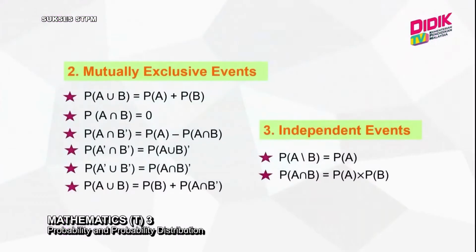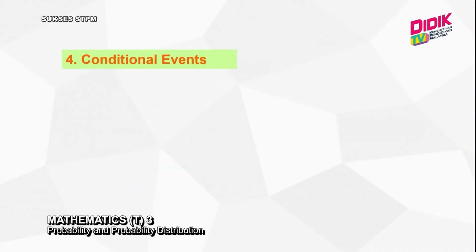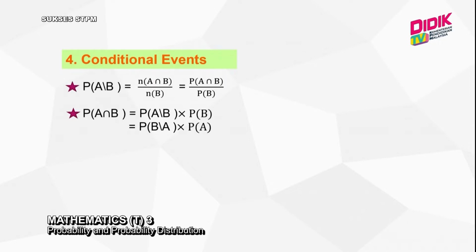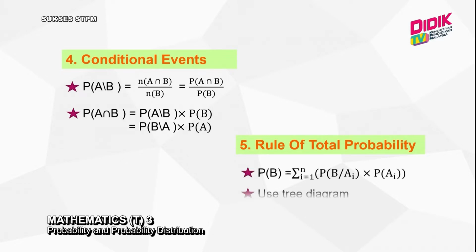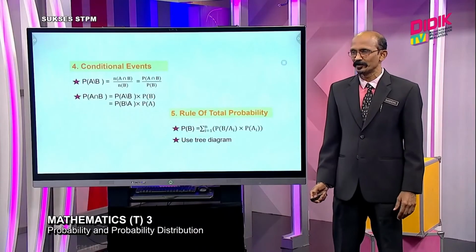Next event is conditional event. For conditional event, we got 2 main formulas. And the last event students study is rules of total probability. Under rules of total probability, you got 1 formula. But if you don't like to use this formula, you can use 3 diagrams. Much easier to get your answer.